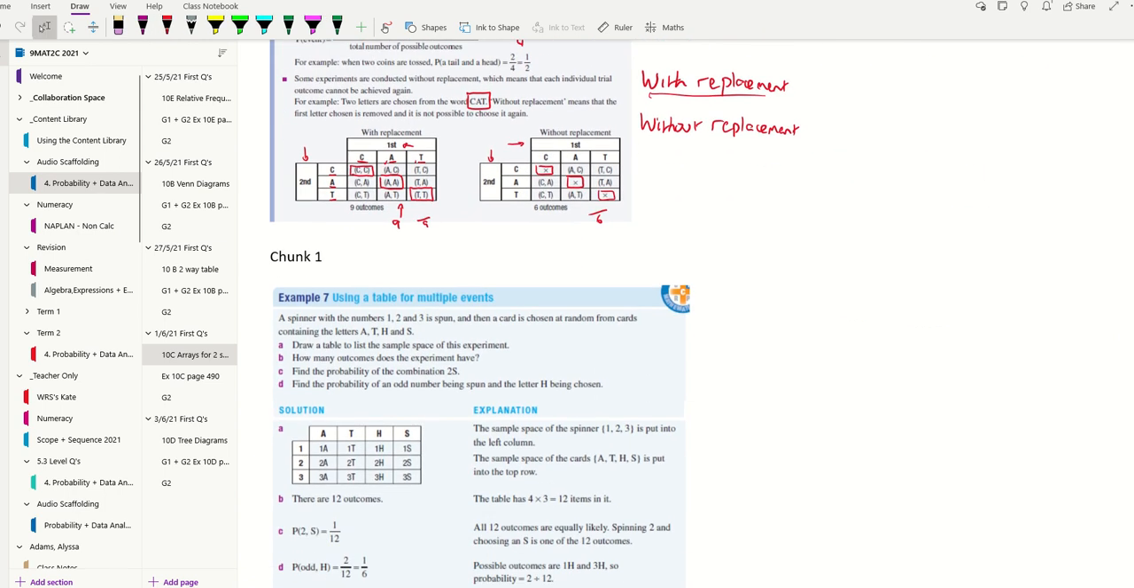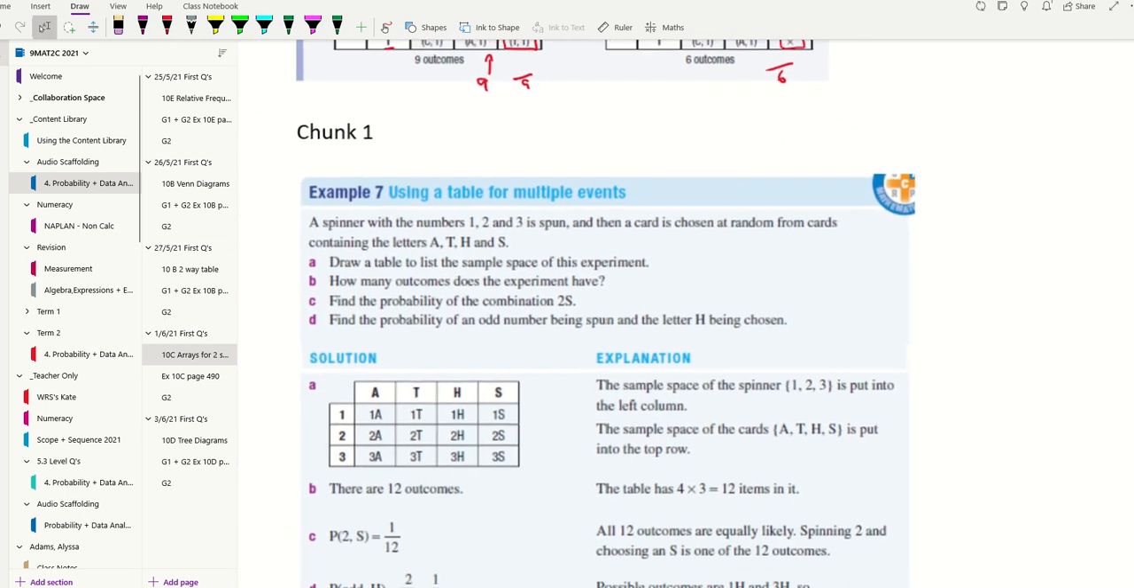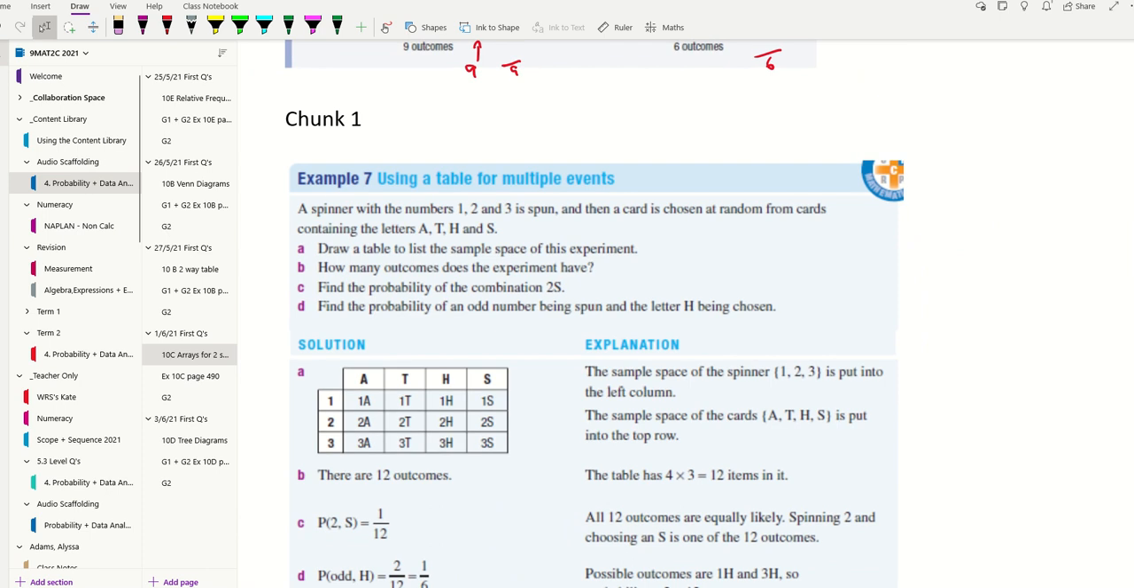Okay, so let's have a look at chunk 1. So chunk 1, we're looking at using a table for multiple events. All these are going to have replacement. So a spinner with the numbers 1, 2 and 3 is spun. So we've got our spinner. We've put our spinner down here in the rows, and then the card at random is chosen from the letters A, T, H and S. So we have got them in our columns this time. So this is second and this is first in our orders.